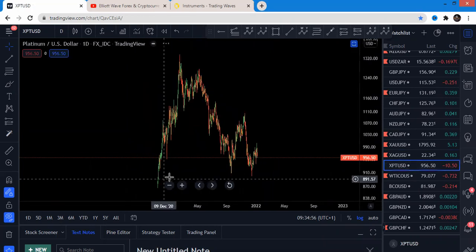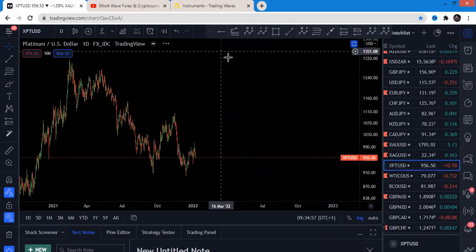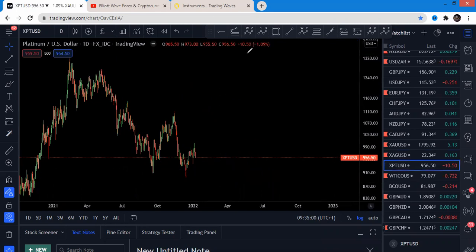Platinum, still bearish from last year. That is a continuation pattern for more downside. So we're still expecting platinum to continue lower. We'll expect that to push lower together with gold.